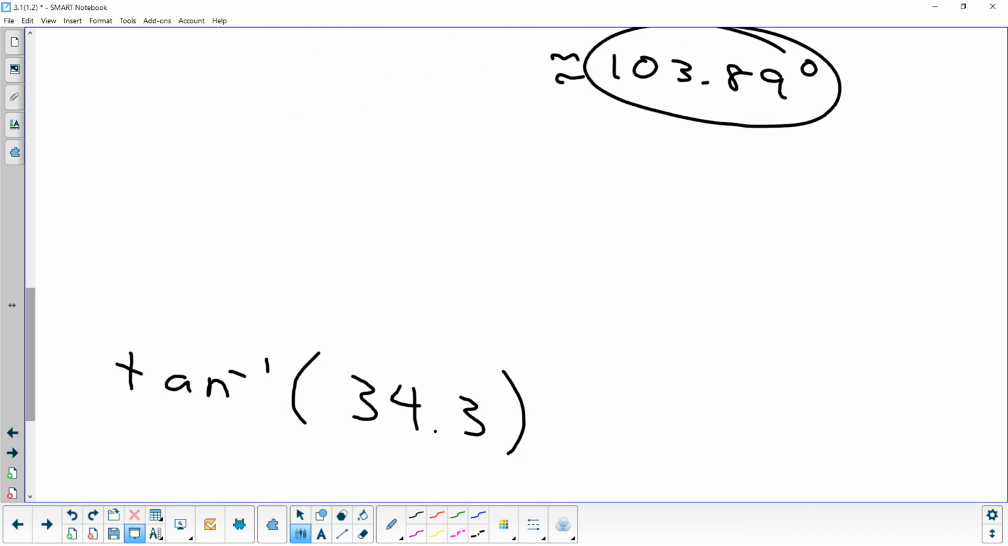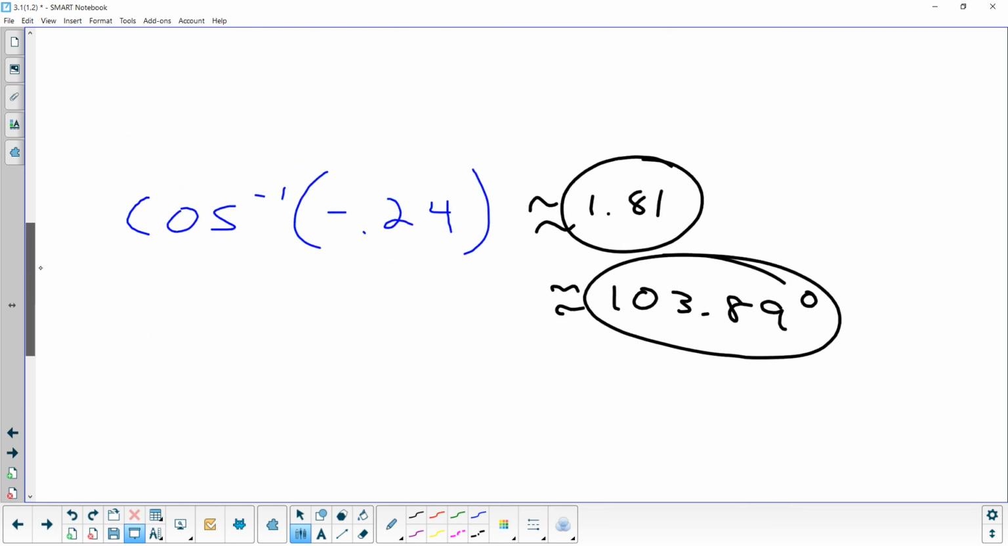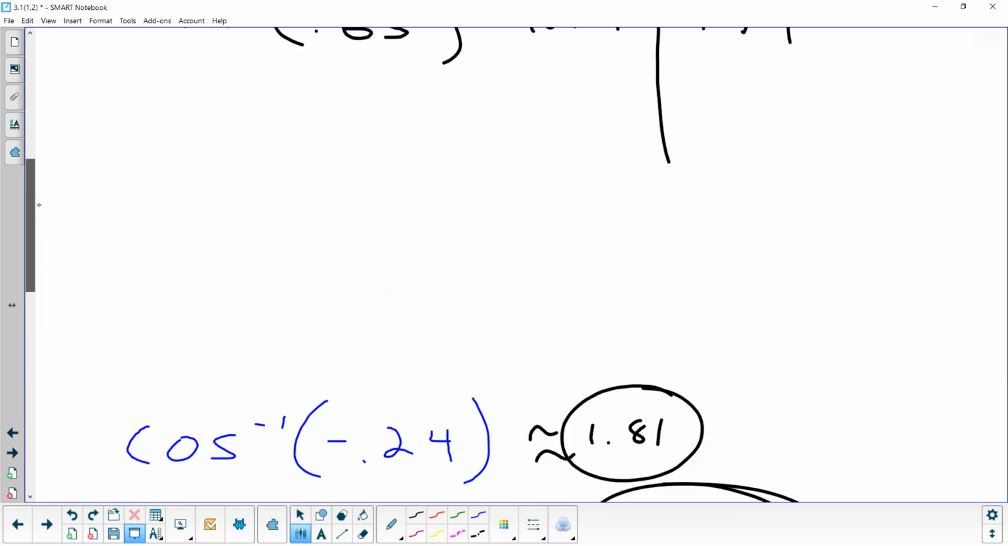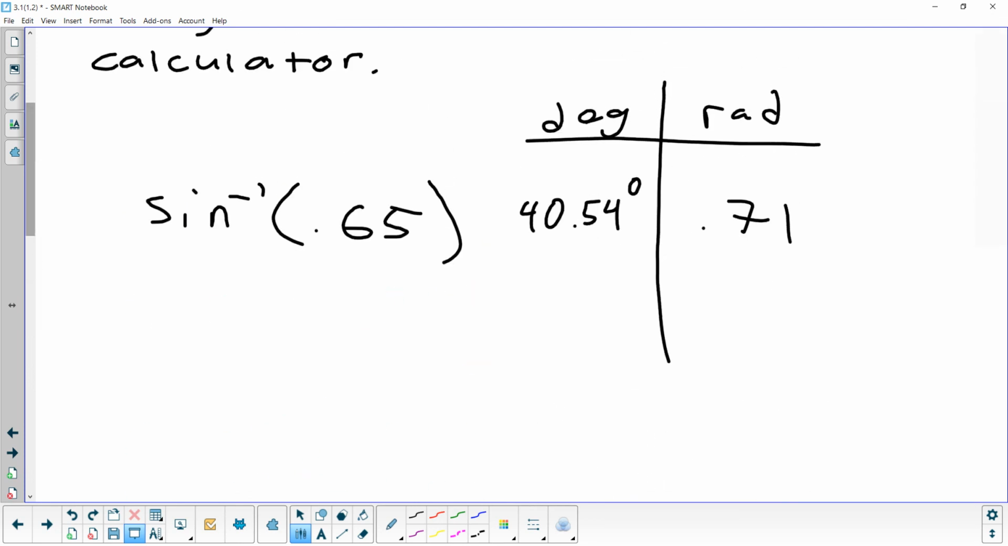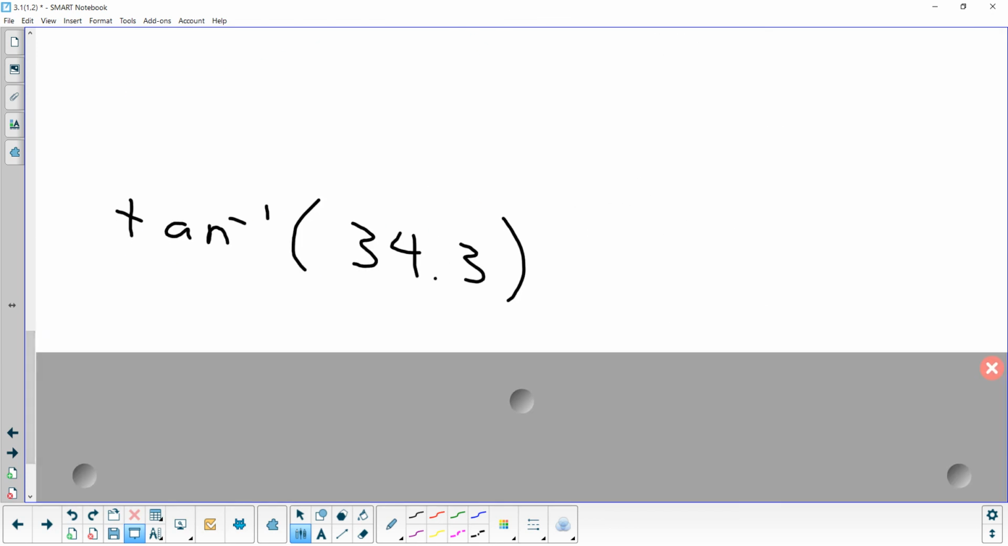Let's do inverse tangent. I didn't point it out, but remember, these numbers are following the rules we said we had to. Inverse cosine is always between 0 and 180. Inverse sine is always between -90 and 90. And this answer will also be between -90 and 90.